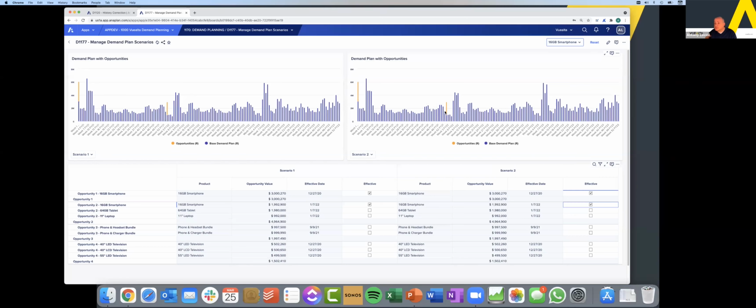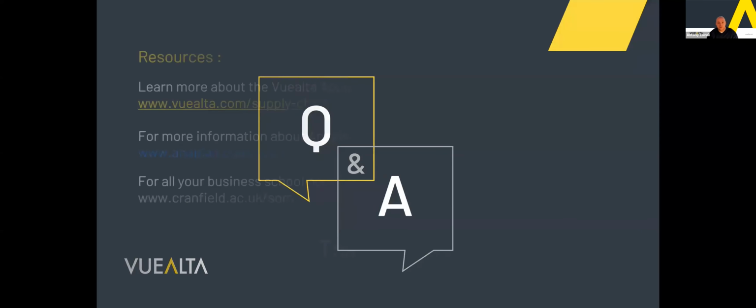Turn on an opportunity, turn on a promo, turn them on and off. And immediately that scenario will be capacity checked against inventory, rough cut capacity planning downstream. And you can see immediately as you say that you want to forecast that opportunity, whether there are any downstream impacts or problems. So I guess with that, we should wrap.